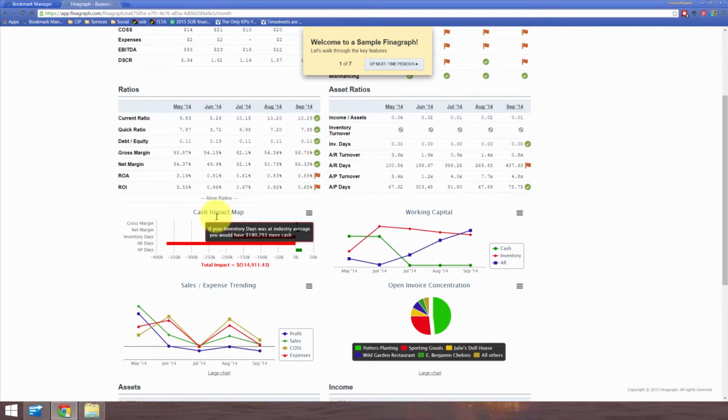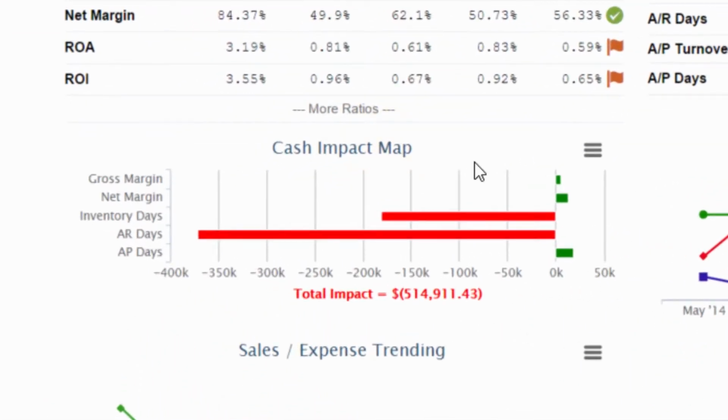Now let's look down here. Let's look at the cash impact map. And again, we start to see right away why I think this is so powerful, because it lights up in red and I say, okay, that looks bad, but why? Why is it bad, right? It may not be clear.